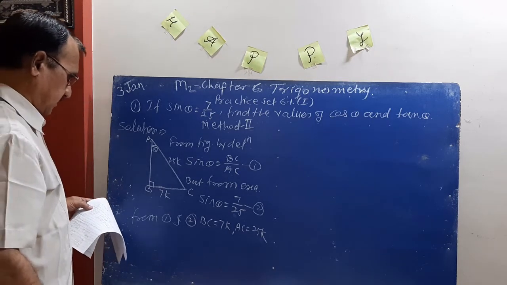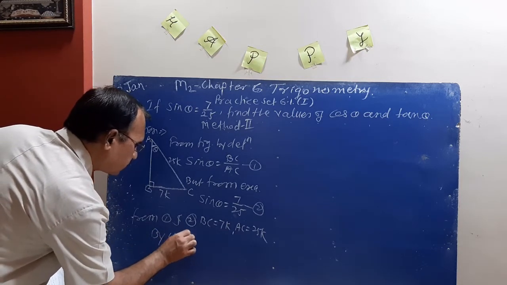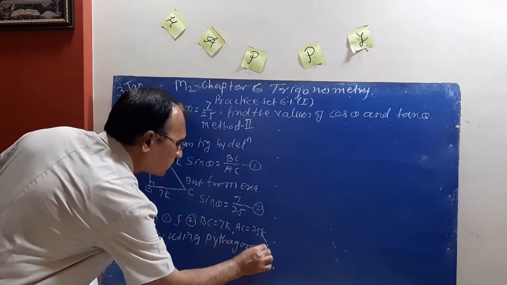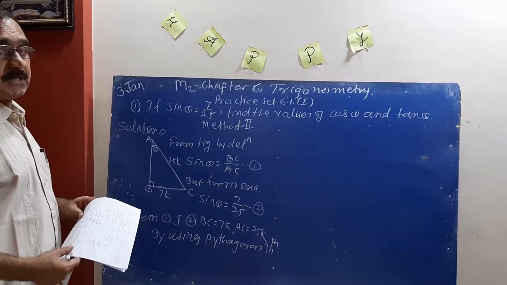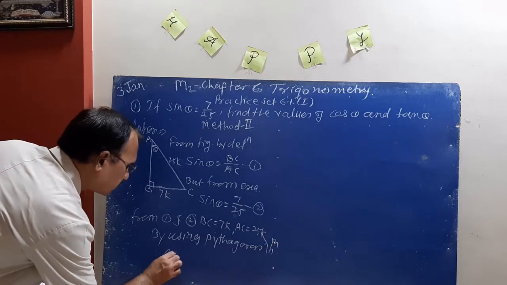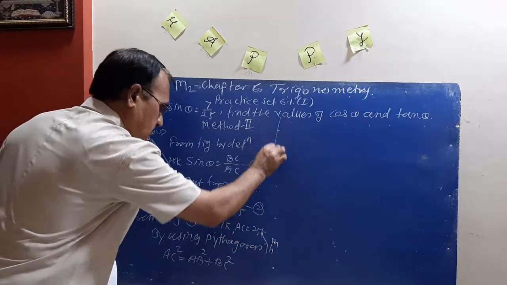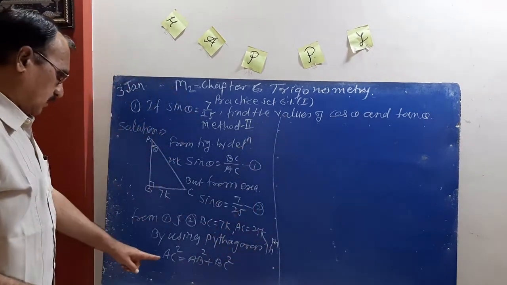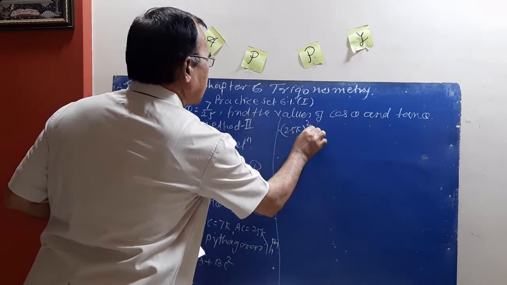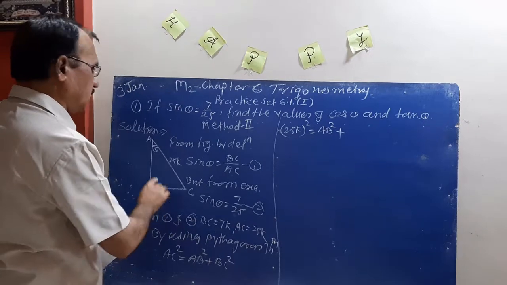BC is equal to 7K and AC is equal to 25K. According to Pythagoras theorem, what is Pythagoras theorem? AC square is equal to AB square plus BC square. Now AC means (25K) bracket square. AB is not given. BC is 7K.